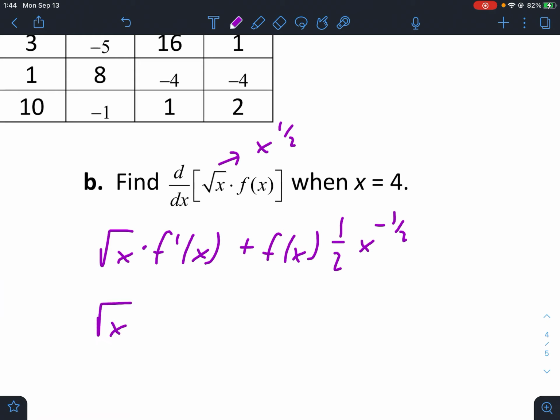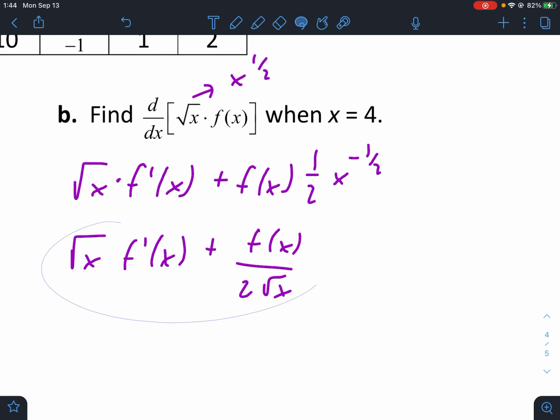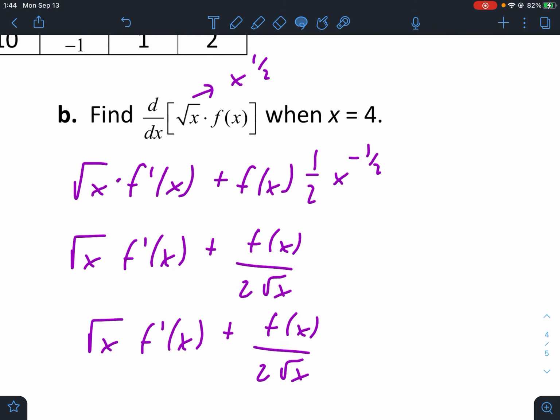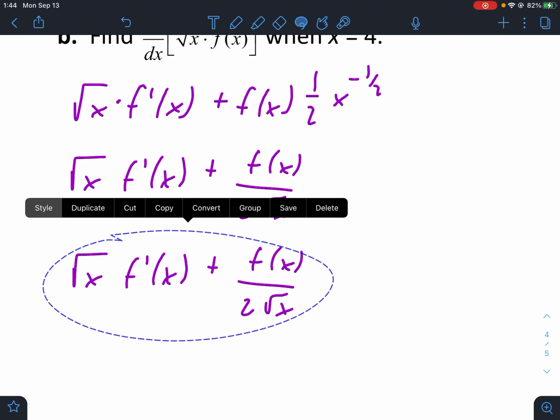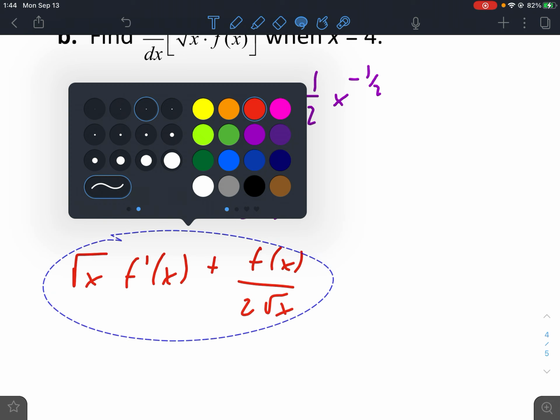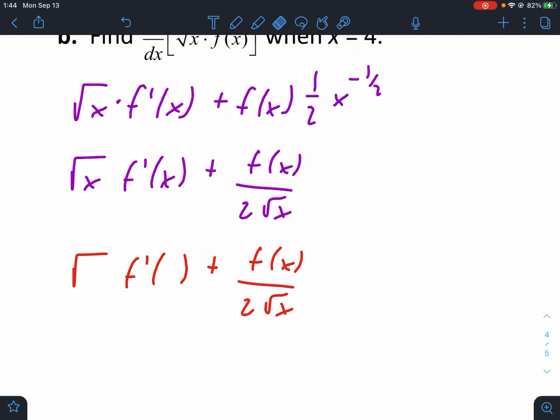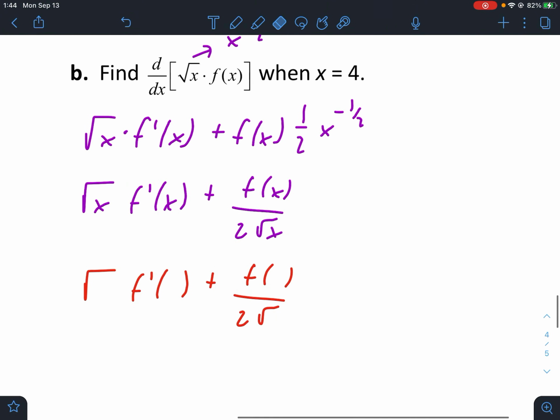Rewriting this, we have root x times f prime of x plus f of x over 2 root x. And just like before, we can take that, and everywhere we see an x, we're trying to find when x is 4.